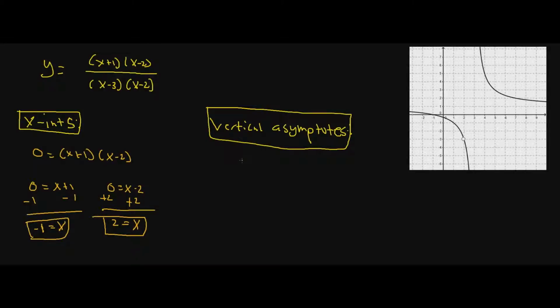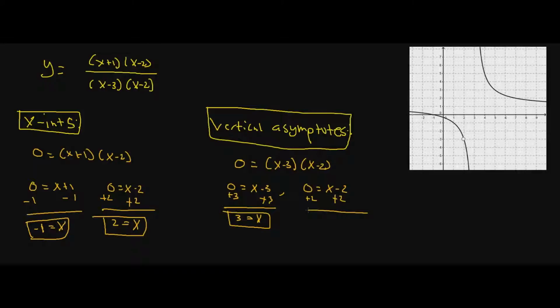Now let's find the vertical asymptotes. We do the same thing and set the denominator equal to 0, and you can see that I'm doing that right here. We get 0 equals x minus 3 and 0 equals x minus 2. We add 3 to both sides and we get x equals 3, and then we add 2 to both sides and we get x equals 2. So according to what we just did, our x-intercepts are x equals negative 1 and x equals 2, but our vertical asymptotes are x equals 3 and x equals 2.